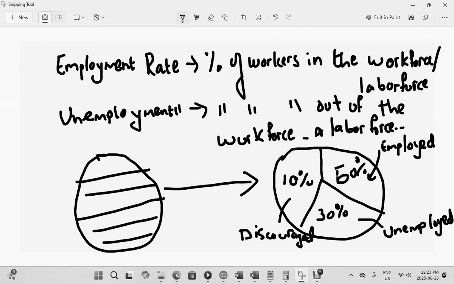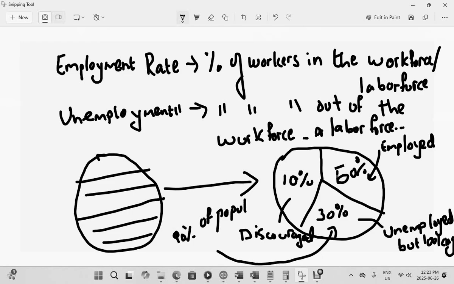In this case, those who are employed and those who are unemployed but looking for work make up the labor force. So technically speaking, 90% of the population makes up the labor force.